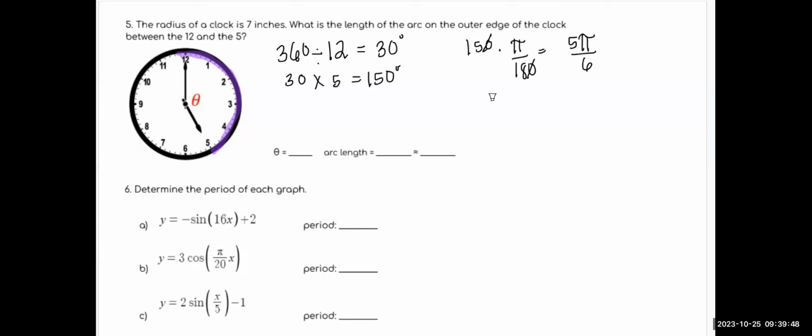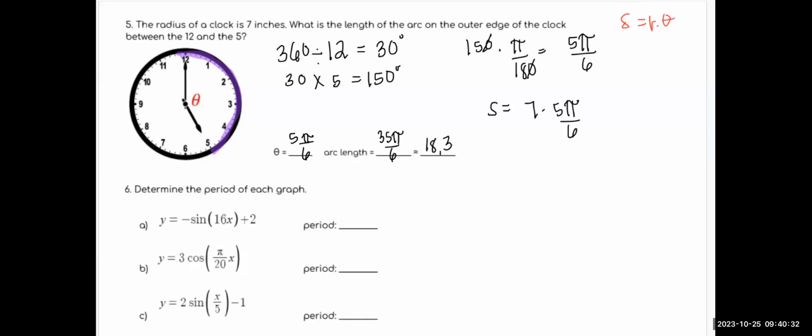So the arc length is going to be the radius times 5 pi over 6. Okay, so that's 35 pi over 6. There's the exact answer. 35 times pi divided by 6. That's approximately 18.3. Okay, theta, by the way, that was 5 pi over 6. Okay, so this is one way to do this one, is using that formula S equals R times theta.